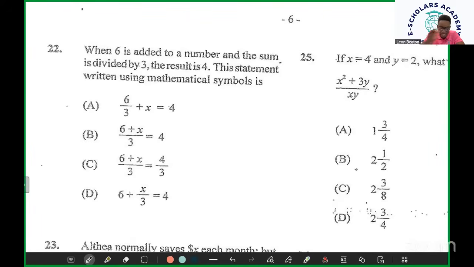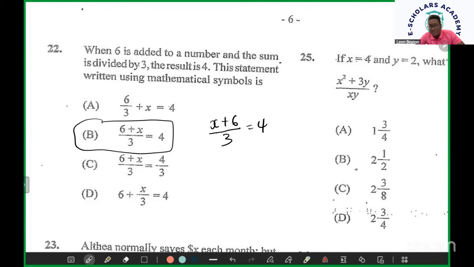All right, so when 6 is added to a number, the sum is divided by 3. The result is 4. This statement written using mathematical symbols is, so let's go. When 6 is added to a number, we don't know what that number is. So when 6 is added to that number, the sum is divided by 3, and the result is 4. Let's see which one looks like that. X plus 6. So we got B. B is 6 plus X. So 6 plus X is the same as X plus 6. So we'll go with B.